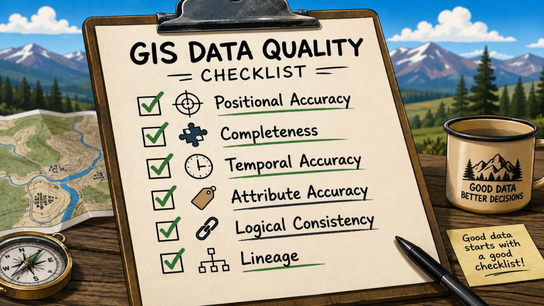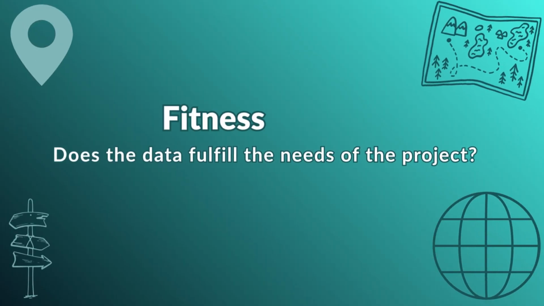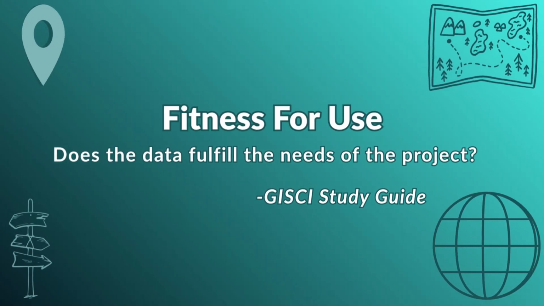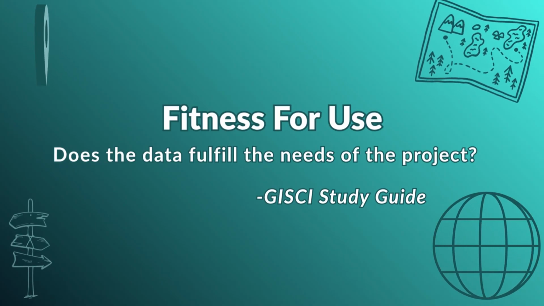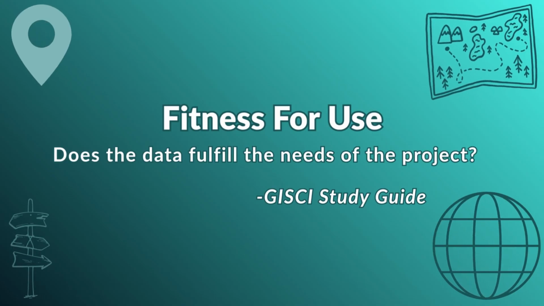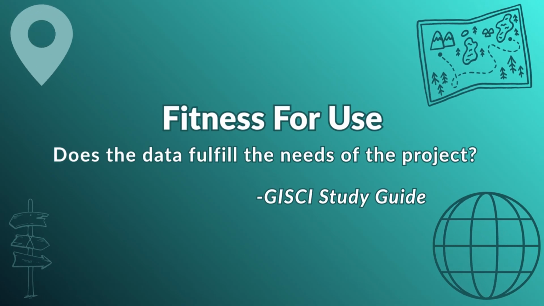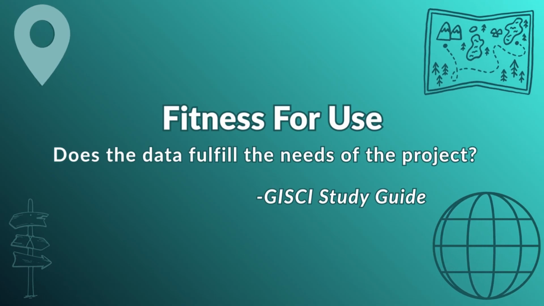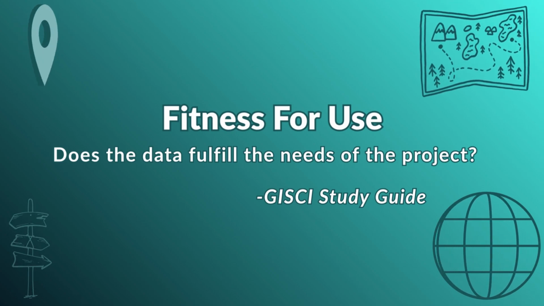Exactly. And what's fascinating here is how all these individual dimensions, positional, thematic, temporal, logical consistency, and lineage, collectively determine a dataset's fitness for use. Fitness for use. That sounds like the ultimate test. It really is. It acknowledges that no data is perfect, and instead it asks, regardless of its known flaws, does this data fulfill the specific stated needs of this particular project? So context dictates quality. Very much so.